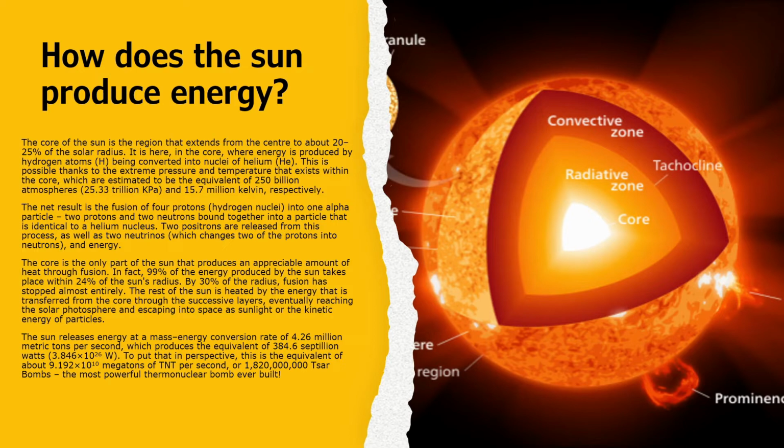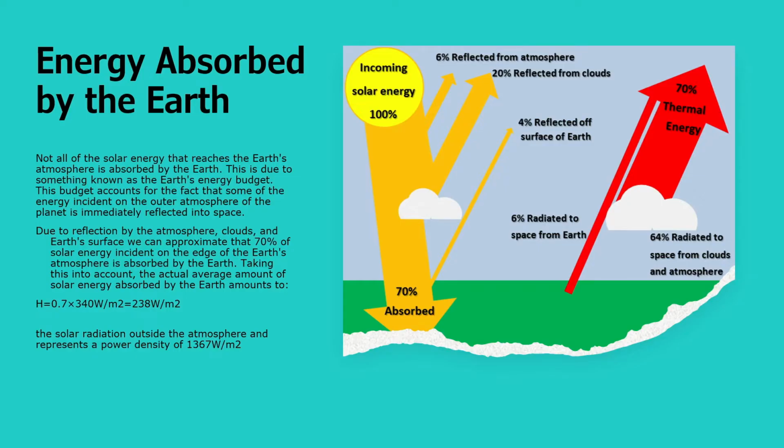And let's say we have the most powerful nuclear bomb. The sun can generate 9.192 times 10 to the power 10 megatons of TNT per second. So I guess you all understand that we are getting a huge amount of energy from the sun. So how much energy are we talking about, or what is the amount of energy we are actually receiving?